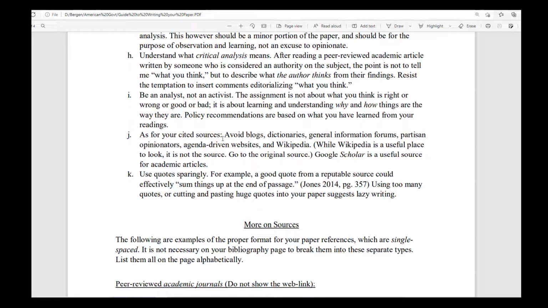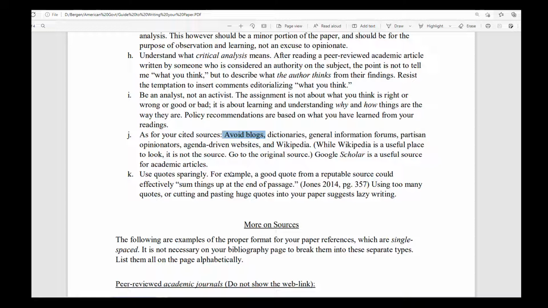As for your cited sources, there's a certain type. I've already talked about some good data sites that you can go to. But as far as sources to avoid, the blogs where people can just set up their own website and tell you what they think. They may be a smart person, but it's either hearsay or they're getting their information from somewhere else.